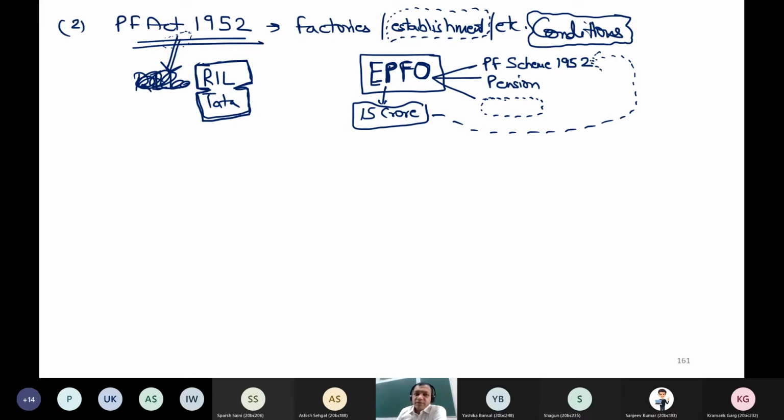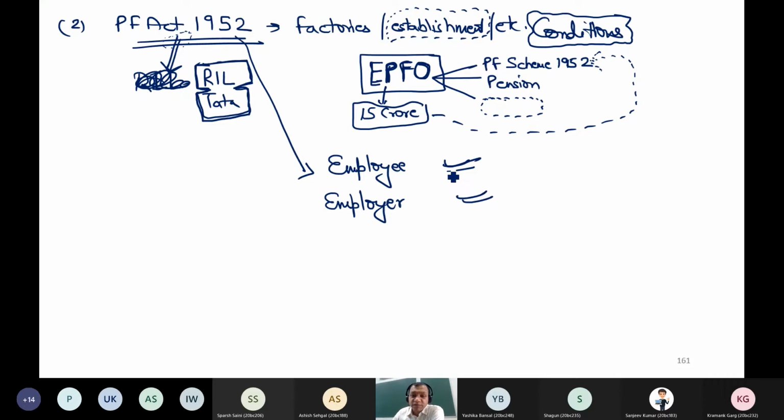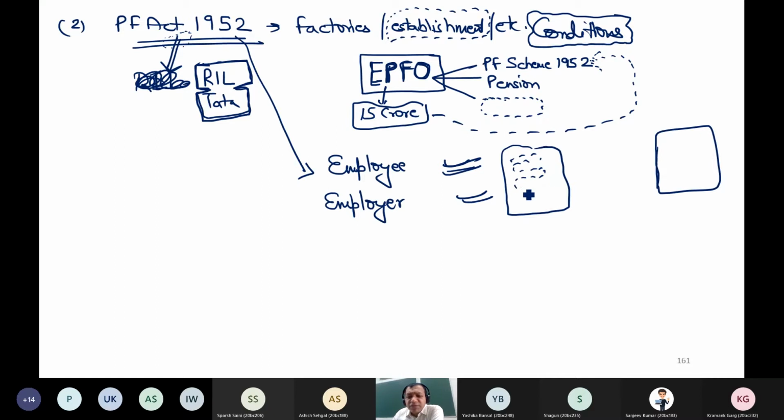Under this Provident Fund, both the people contribute. The employee contributes something as well as the employer contributes. Whatever is the total money, where will that go? That will not remain with that factory, otherwise there can be misuse of that money. That will go to a third party, known as Employees Provident Fund Organization, which is run by some officers and has a different composition.